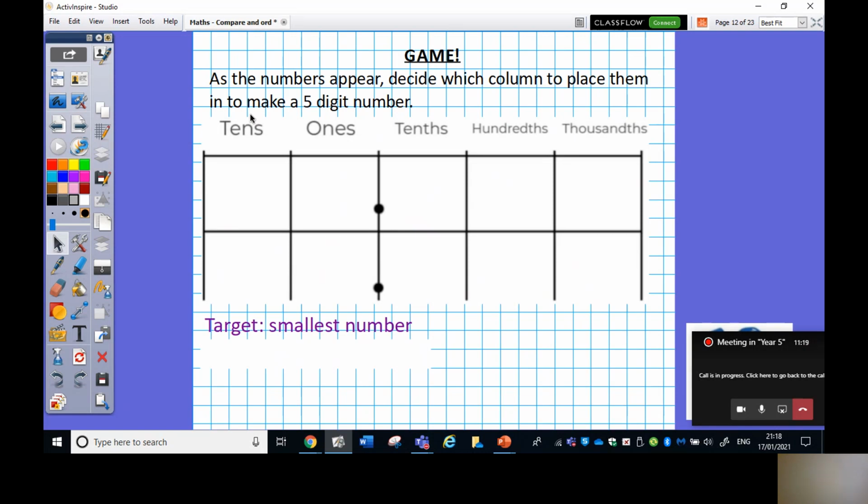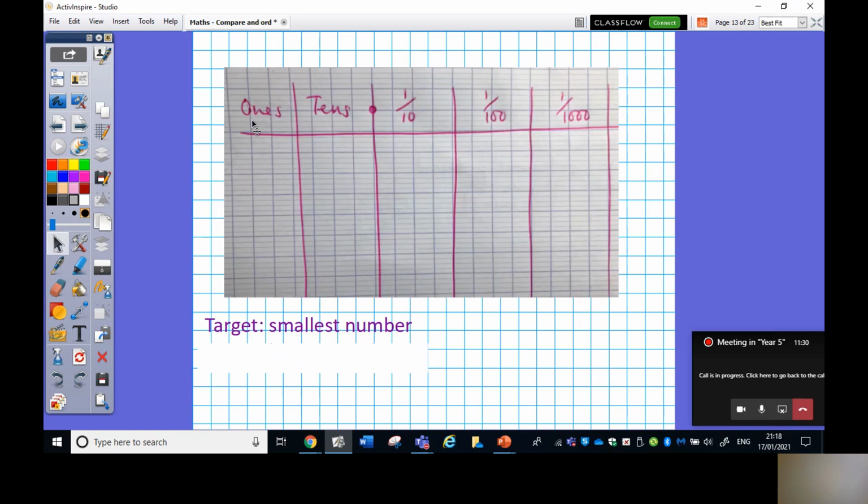Now, as I call out each digit, you have to place them in either the tens, the ones, the tenths, the hundredths, or the thousandths column. And you can prepare something like this. I've drawn something like this in my book so that I'm ready. And when you're ready, unpause and we'll start. Don't forget, we're trying to create the smallest number, okay? Are you ready?